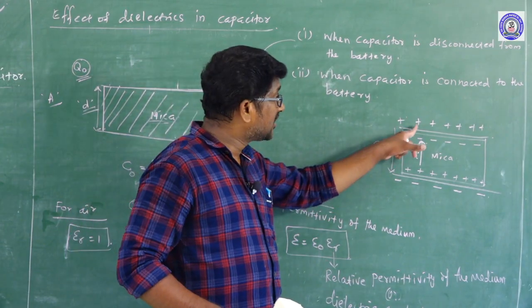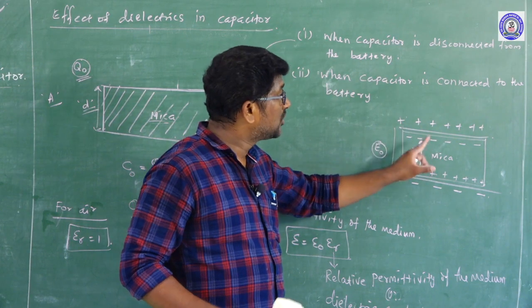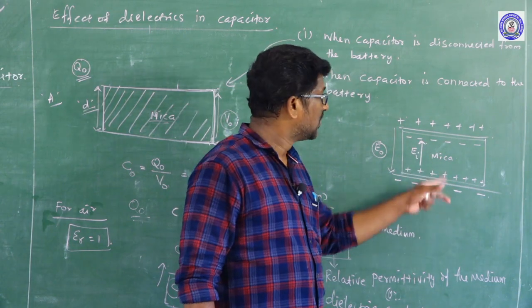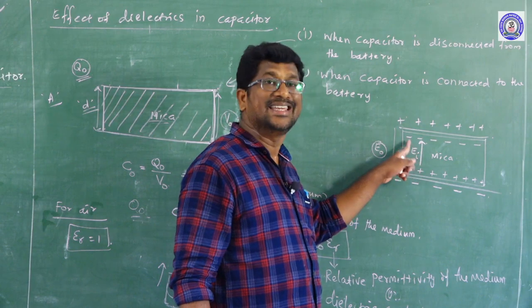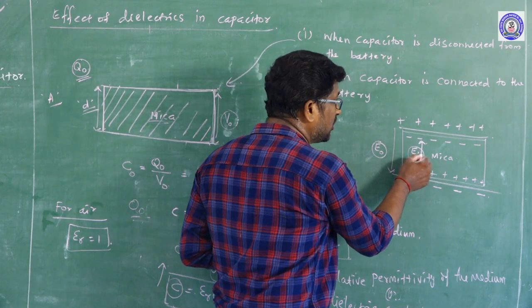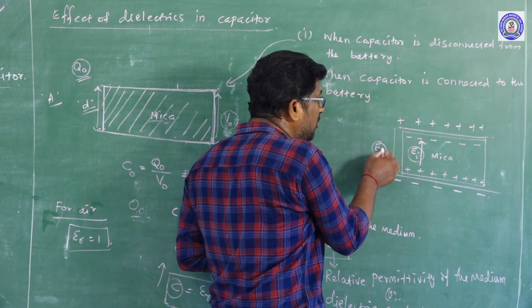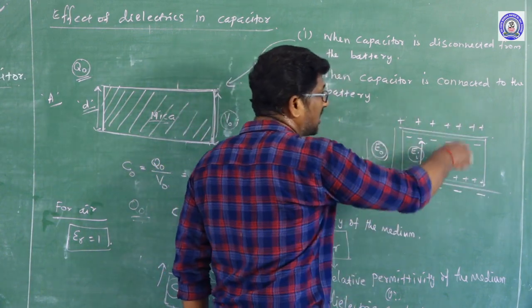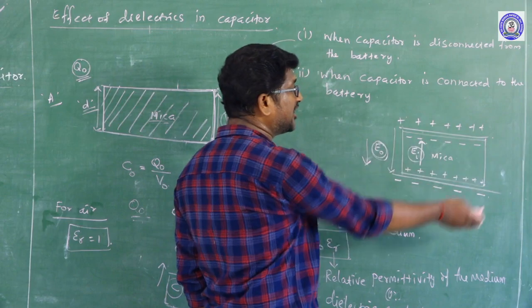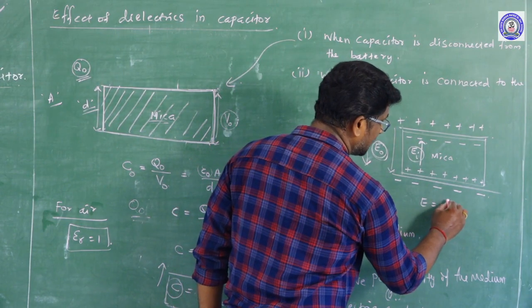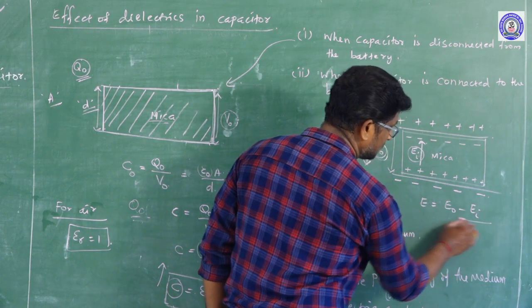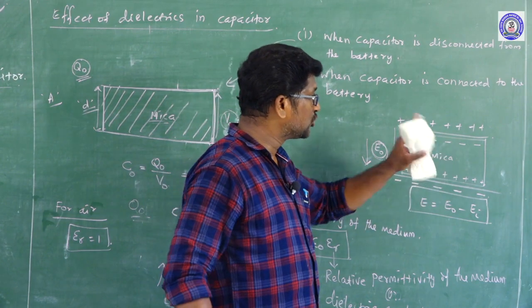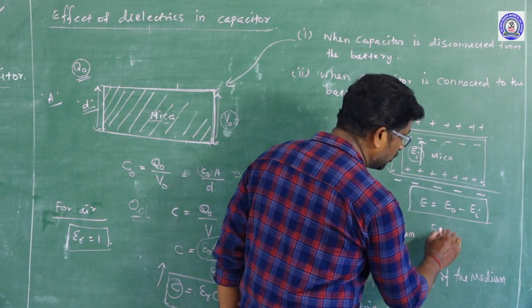So, E naught is the electric field between the plates of the capacitor without dielectric material. If the dielectric material is introduced, it produces its own electric field, that is E I. This electric field due to the dielectric material is directed opposite to the direction of the electric field E naught. So, the net electric field between the plates of the capacitor after introducing dielectric material is E, which is equal to E naught minus E I. It means if the dielectric material is introduced between the plates of the capacitor, the electric field value decreases.